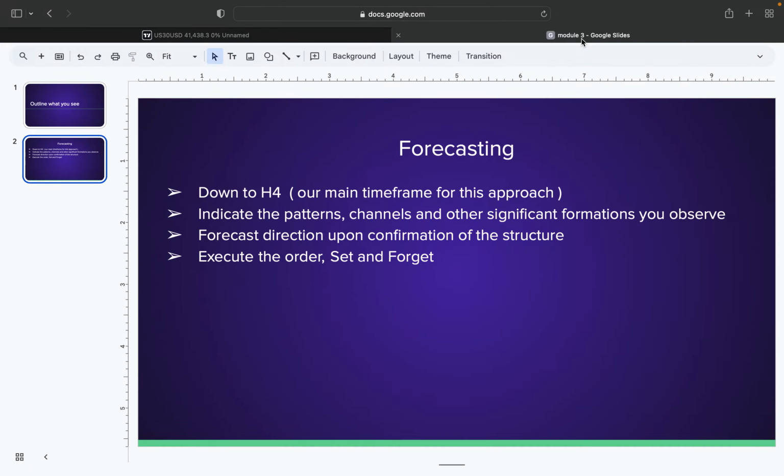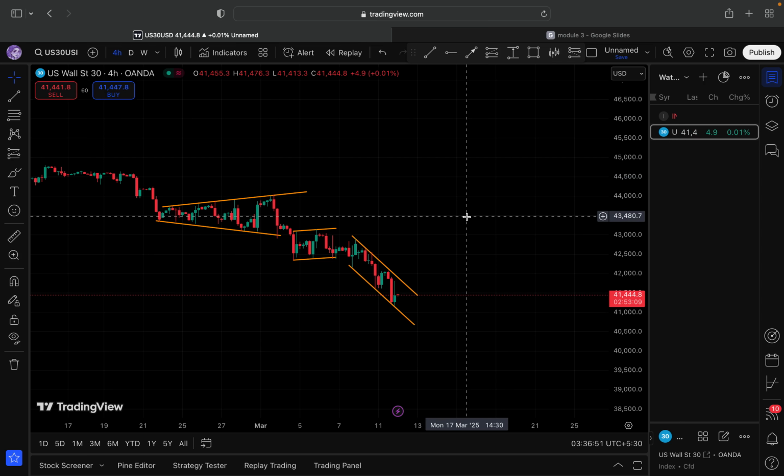The next is forecasting the direction upon confirmation of the structure. Now once you have confirmed the structure, you have confirmed everything, you can now forecast what direction this pattern or channel or the current market structure is moving. What direction do you think it's about to move? What direction is the market moving to? You're now going to forecast it on the chart.